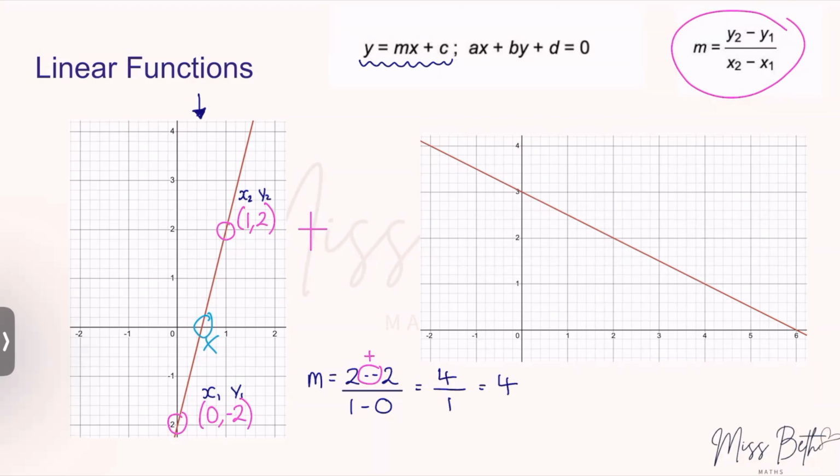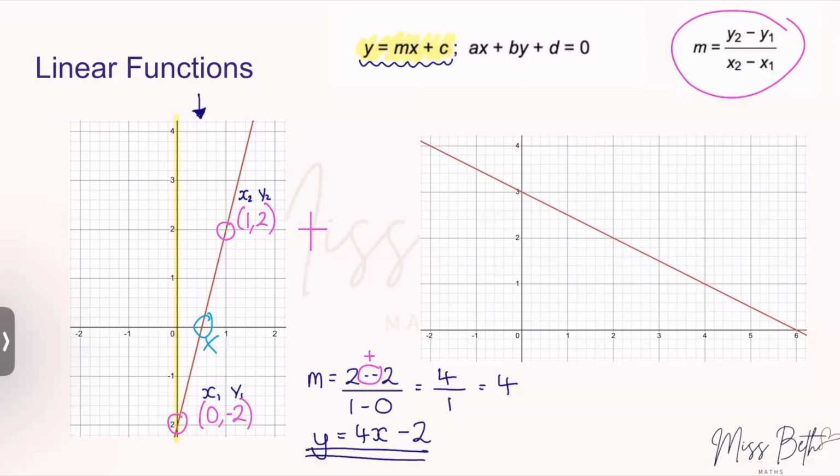So in terms of my equation, so far I've got m. I need to know what c is. So I can go ahead and write y equals 4x. I now need to decide what my c value is, which is going to be where it crosses the y-axis. Remember, your y-axis is your vertical axis. We can see that it crosses at -2, and that is your equation.